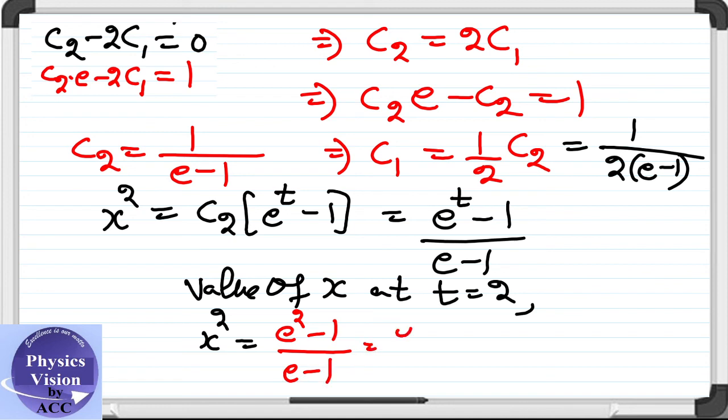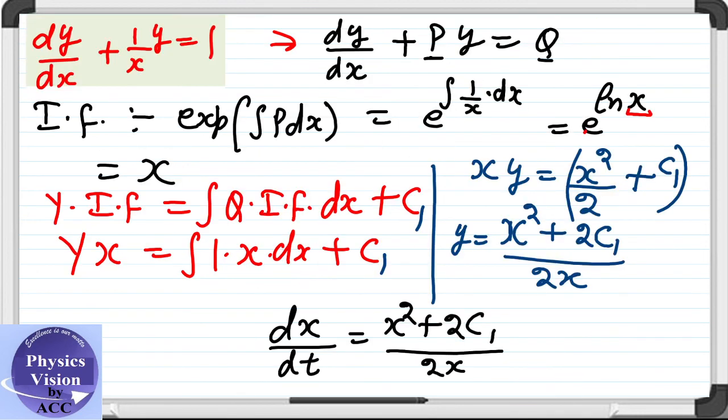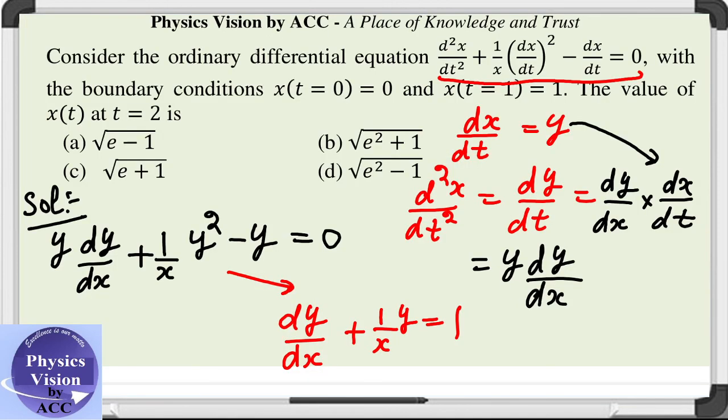The numerator can be written as a plus b into a minus b using this formula, so we have e plus 1 into e minus 1 divided by e minus 1. That implies x is equal to under root of e plus 1. Now let's go back to the question and see which option is correct. So under root of e plus 1, that is option C, is the correct answer to this question.